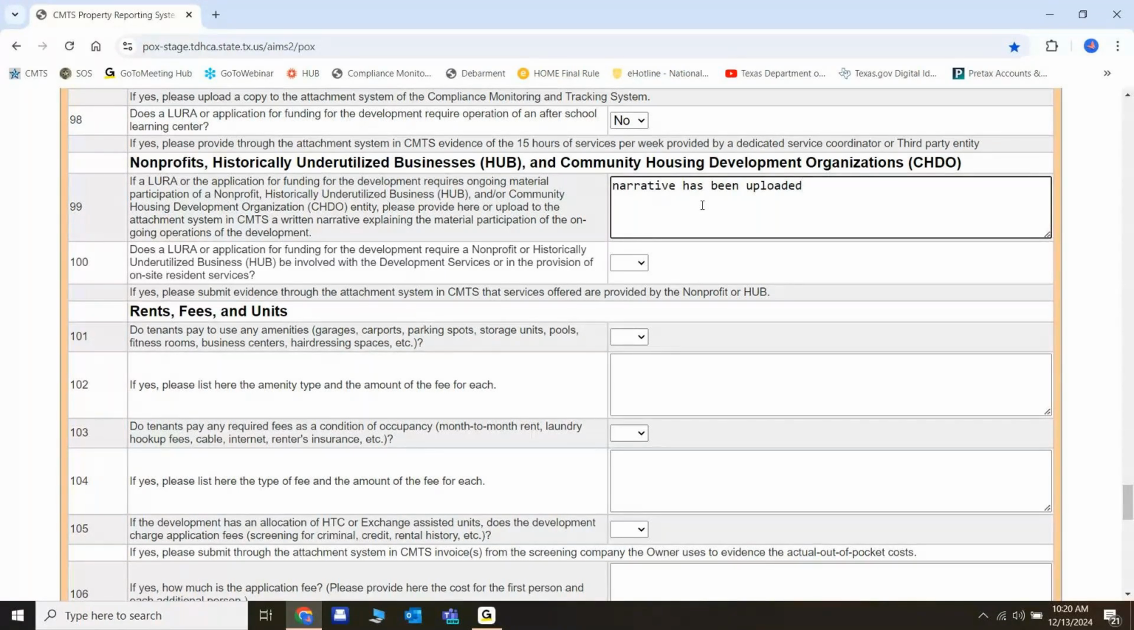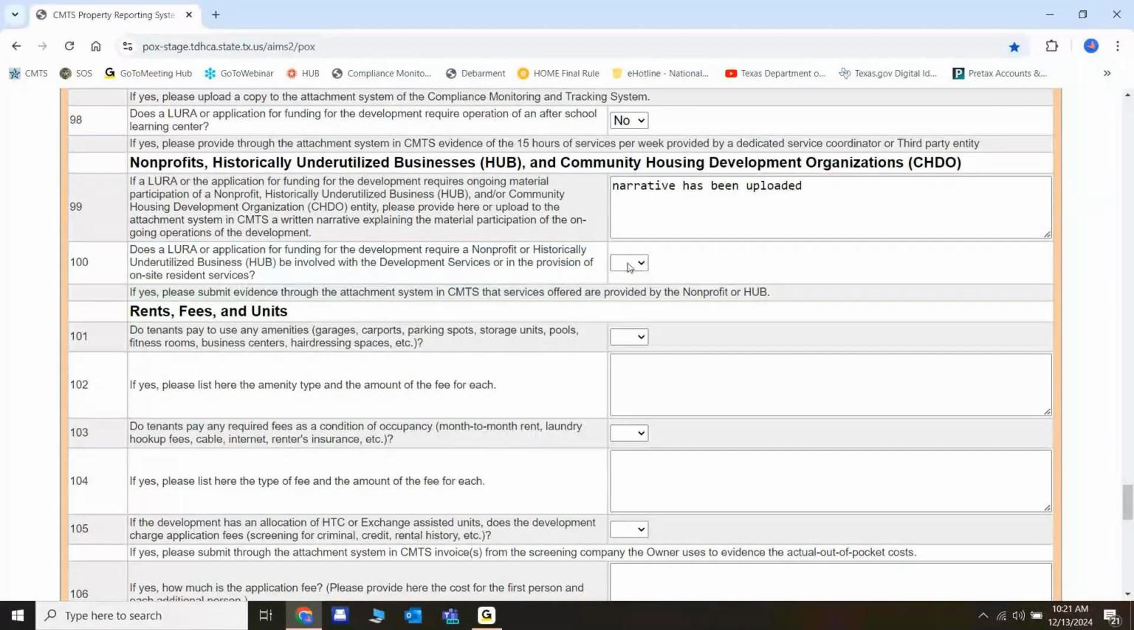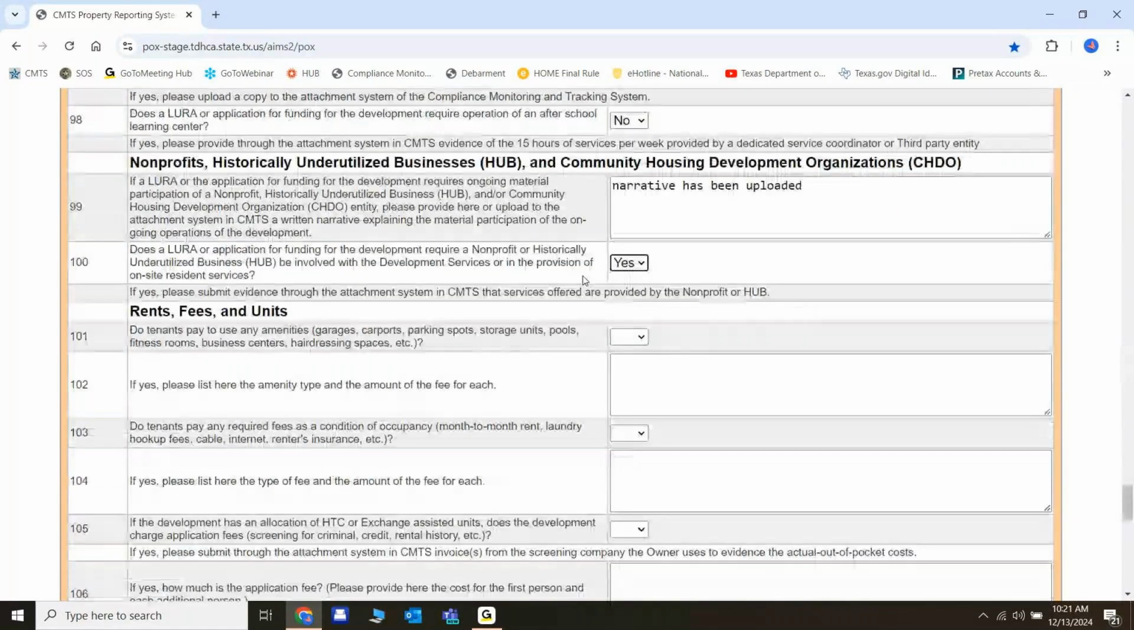And then here it says, this is again something that we found in our newer LURAs. It says, does the LURA or application for funding for the development require that the nonprofit or the hub be involved in the development services or the provision of on-site resident services? So you might have to be involved in this. And if it's yes, then we need something uploaded in the attachment system that shows us that the services you listed up here in your supportive services are provided by that nonprofit or hub.